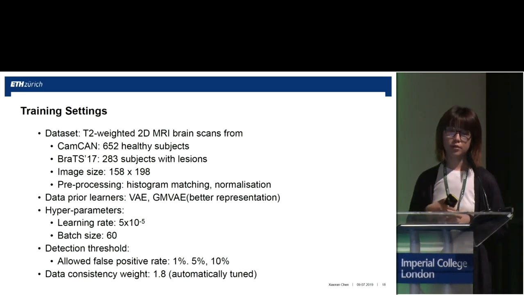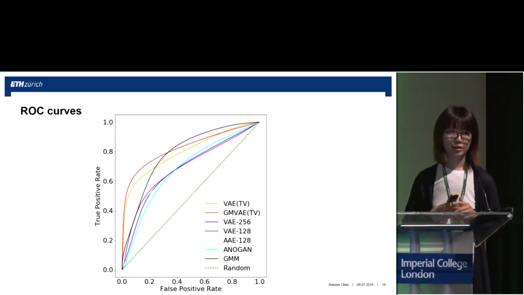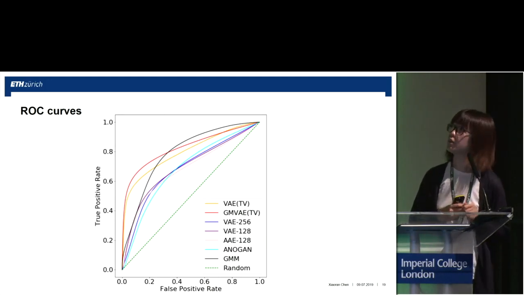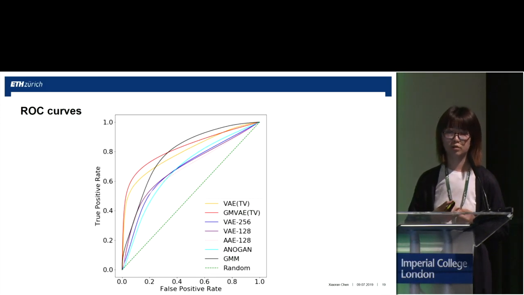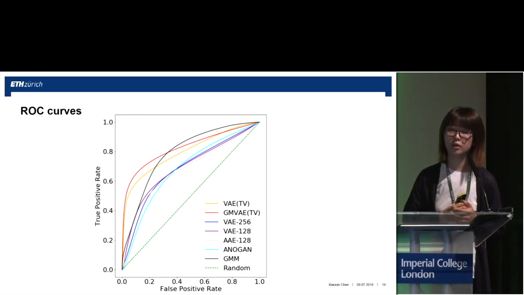So in our method, we used two models to learn the data prior. One of them is a variational autoencoder. The other is a Gaussian mixture variational autoencoder, which has a higher data representation capacity. So we run our model, and we also compare to established baselines. With the detection results, we can plot the ROC curve, where we compare to baselines, for example, variational autoencoder and adversarial autoencoder and AnoGAN, as well as the Gaussian mixture model, which is proposed by Limpold et al. 2001. In this plot, we can already see there are three methods that are performing well. Two of them are our proposed methods, and the other one is the Gaussian mixture model.